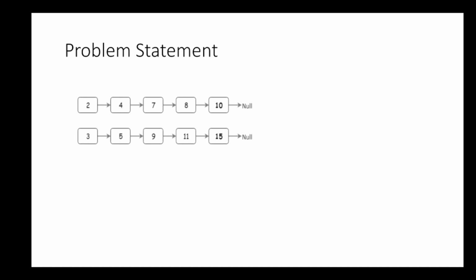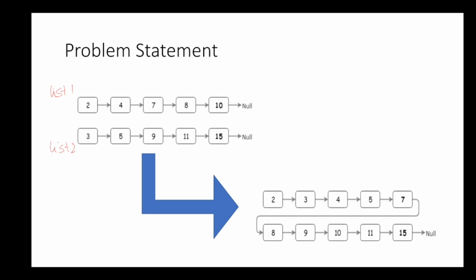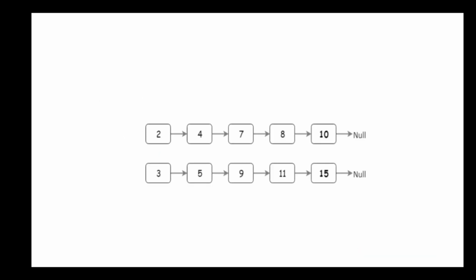So there are two lists given to us. Let me call them list 1 and list 2. Individually, the two lists are sorted, and what is expected after the task is to combine them into a single merged list. So the original list 1 had 5 elements, list 2 had 5 elements, and after the merging, my final list, as you can see here, should have 10 nodes. And if you could see, all of them are sorted. So let's see how we could get this task done.